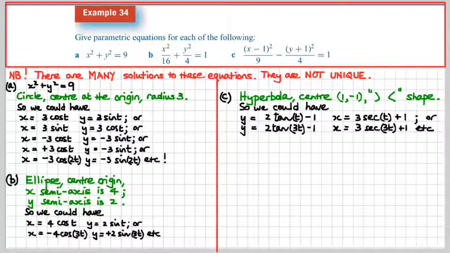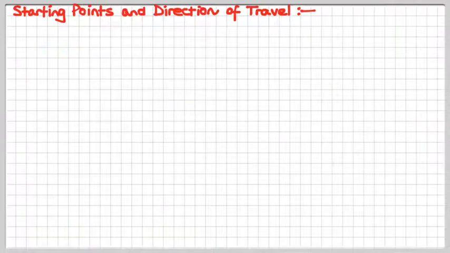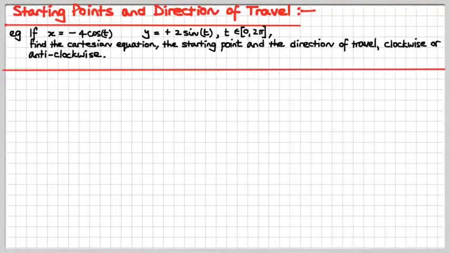Now, we're going to go over the screen and talk about starting points and direction of travel. This is very, very interesting. I need you to understand this because they often ask this in exams. They want to know what was the direction of the trajectory that formed. So we have to go back to parametric again where that information is available to us, because it's not when you're looking at Cartesian form. So let's see. I've got an example for you.